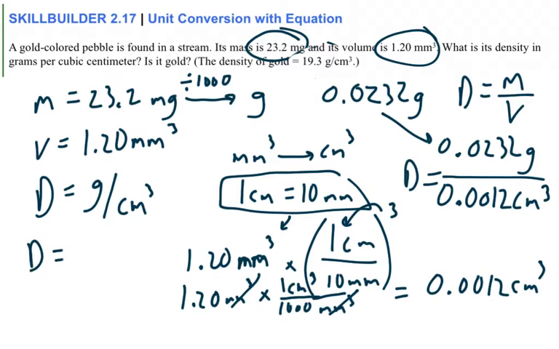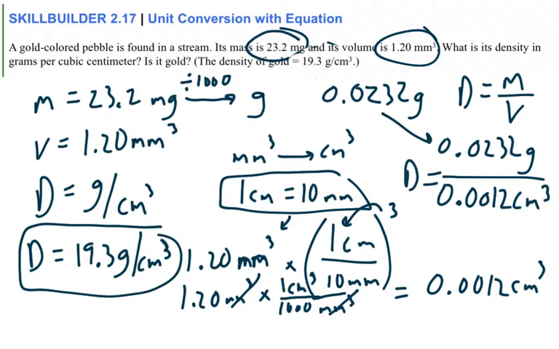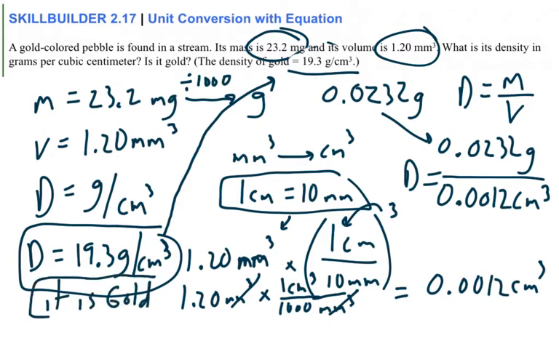Here's what I got: 19.3 grams per cubic centimeter. Then I'm going to compare this answer to the question that says that gold has a density of 19.3, and I can confirm that it is gold. The density is right on the money.